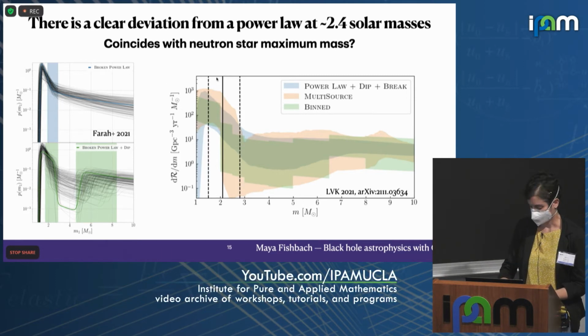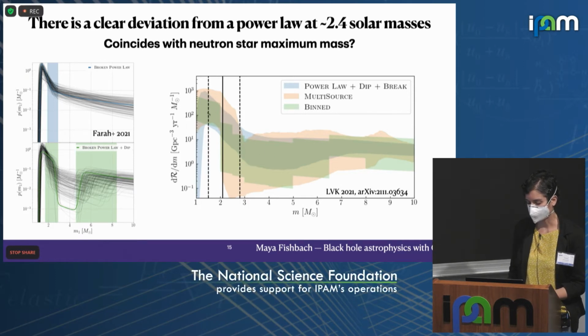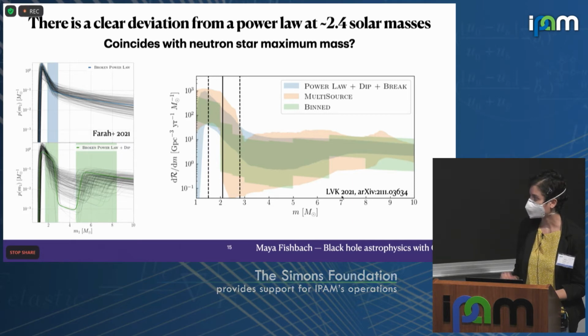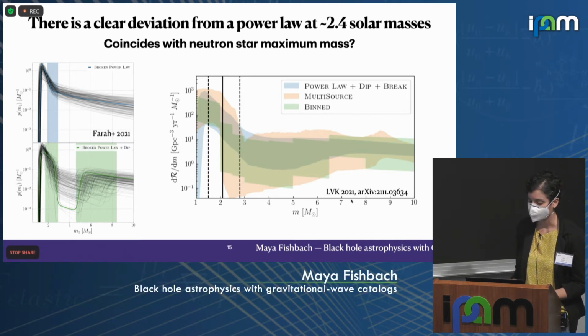So here on the right is a bunch of other models that are now fitting the full event or the full mass spectrum, all the way from 1 solar mass to, cut off this plot, but like 100 solar masses. And this is from the LIGO-Virgo-KAGRA collaboration paper. And you can see that these are just different models.